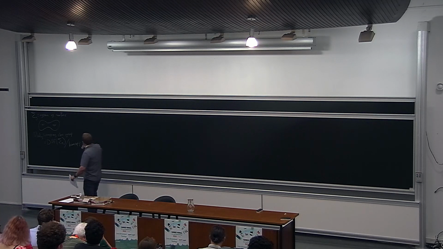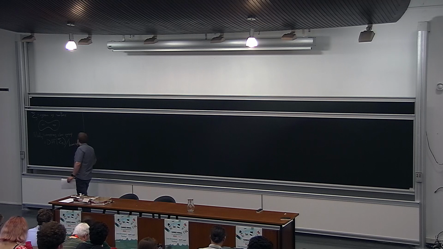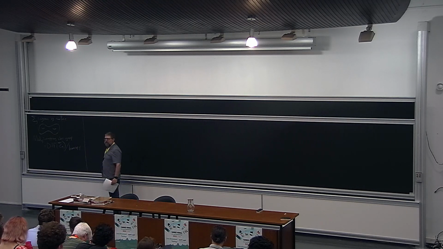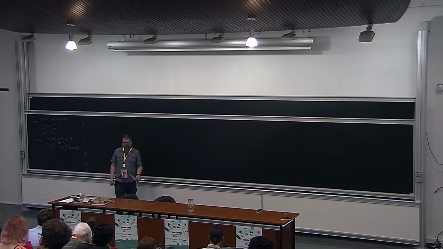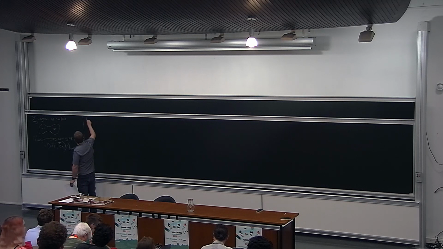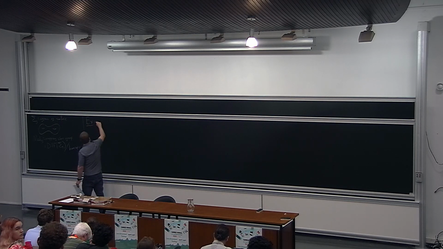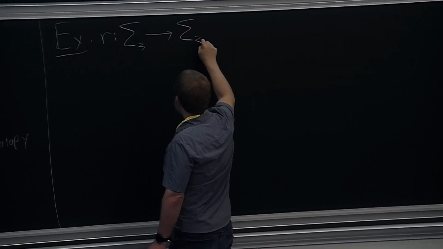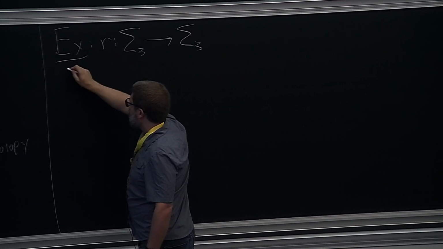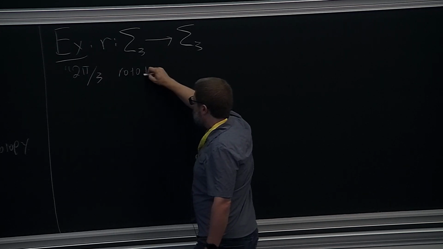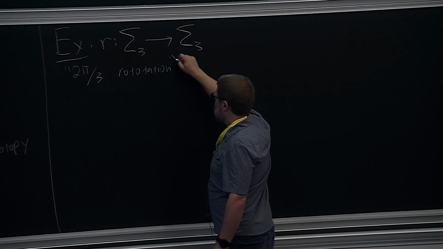And so I should give you some elements of it. Here is one natural, the most naive thing you might do if someone hands you a surface and says, give me some self-map of this surface. Here's one example. Well, let's say that R from Sigma_3 to Sigma_3 is, I'm going to call this thing a 2 pi over 3 rotation. What do I mean by that?